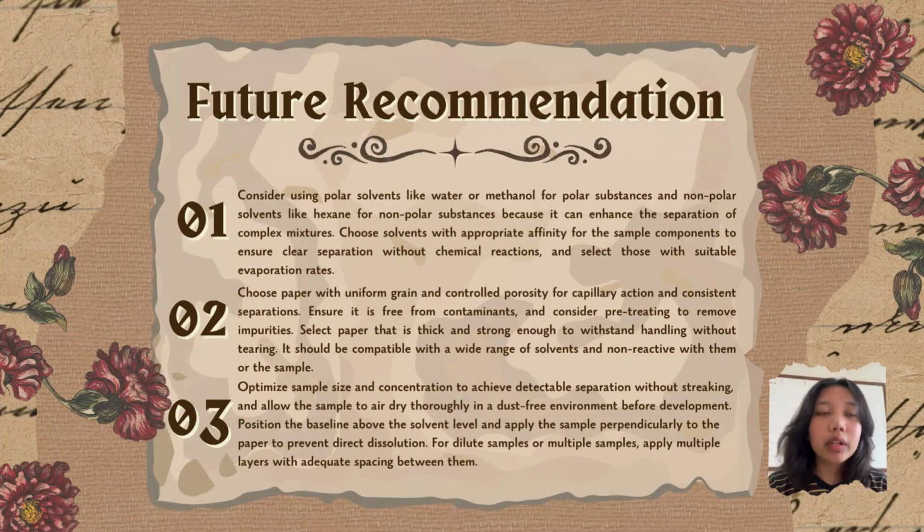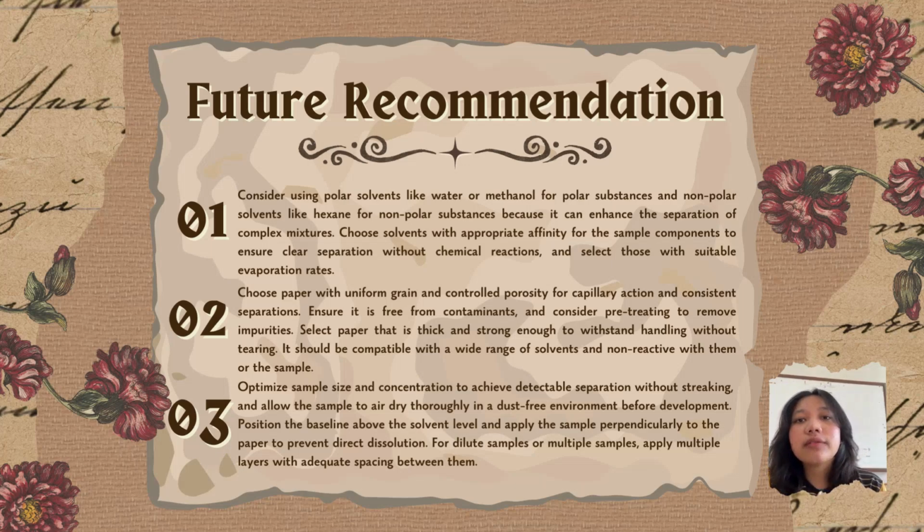For future recommendations, it is suggested to choose a good solvent so it can enhance the separation of complex mixtures. Choosing a good solvent is also to guarantee a clear separation without chemical reaction. The next one is paper quality. Choosing paper with uniform grain can ensure that it is high in purity and free from contaminants, and selecting paper that is thick and good at handling without tearing.